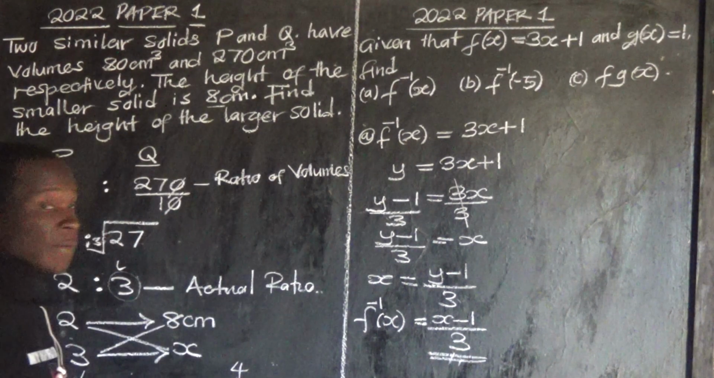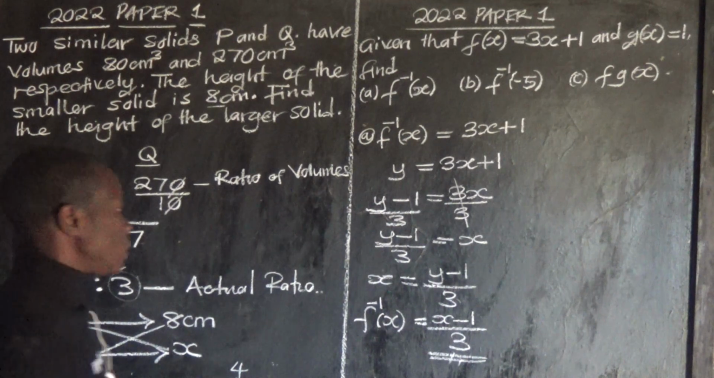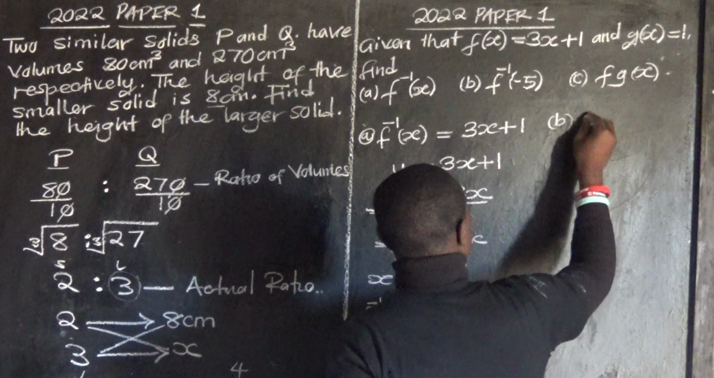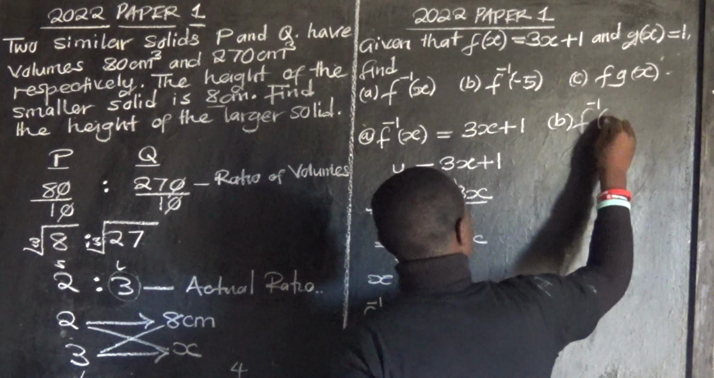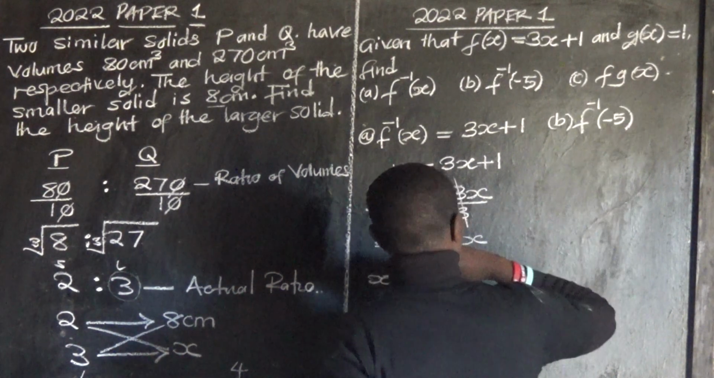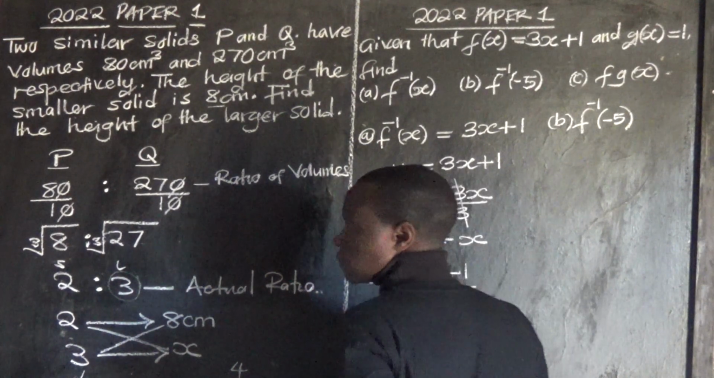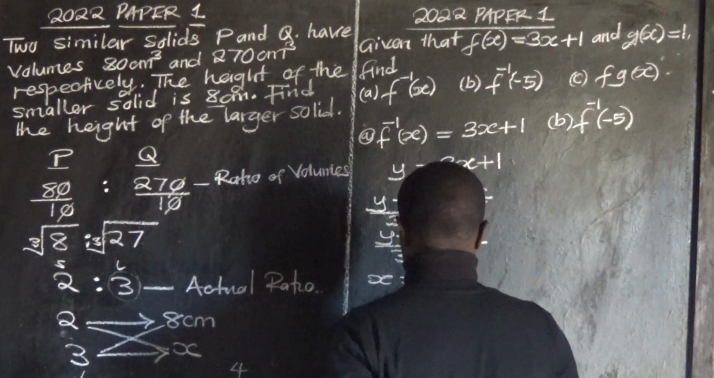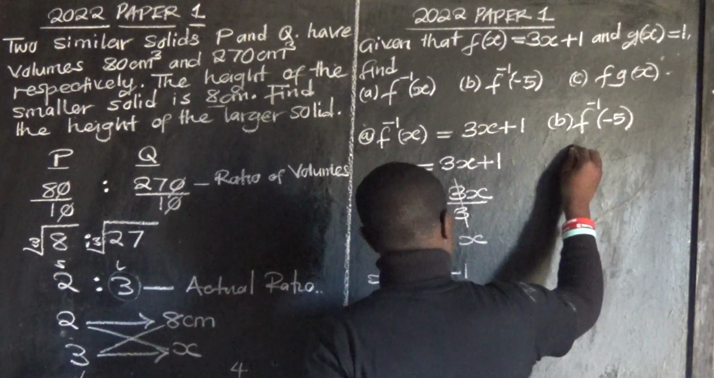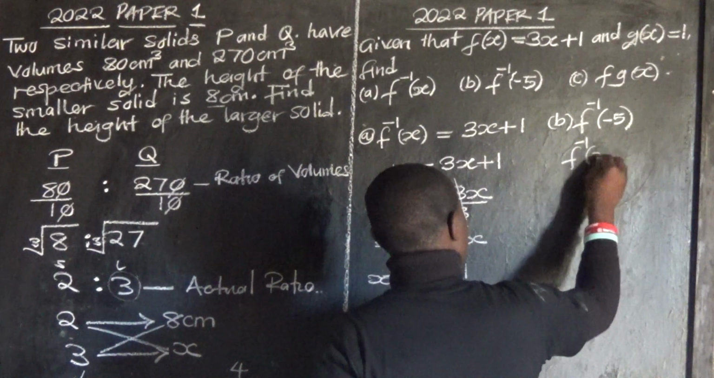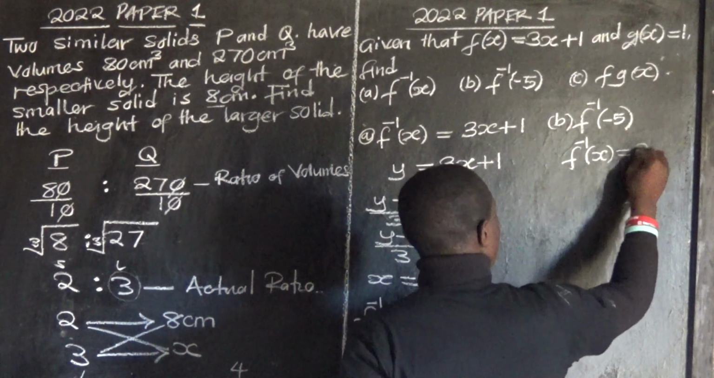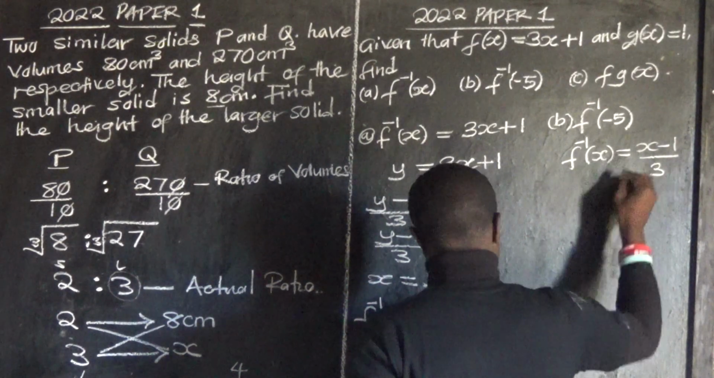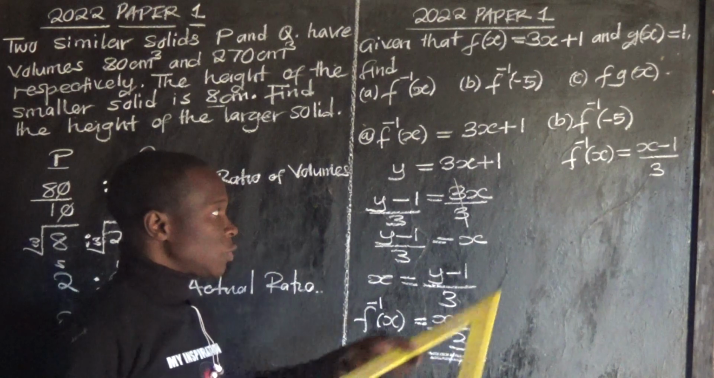Then we can now answer question B, which is very simple. I'll answer it from this side. They are saying find f inverse of negative 5. Are we together? Since we have been told f inverse of x, what is our answer? It's x minus 1, then over 3. Is it okay? But this is not what we want.